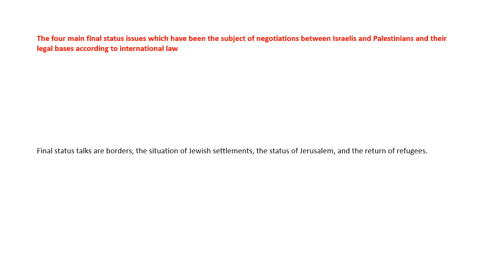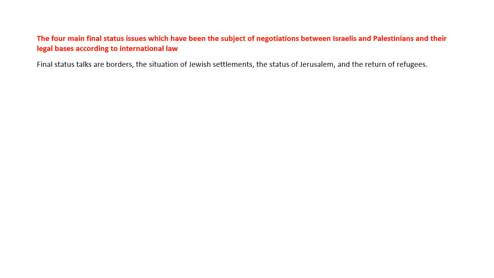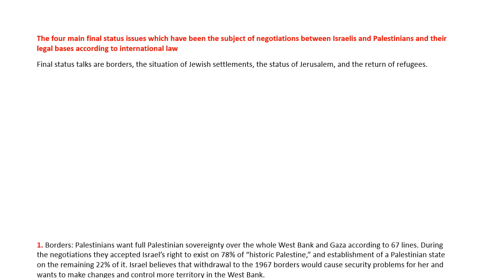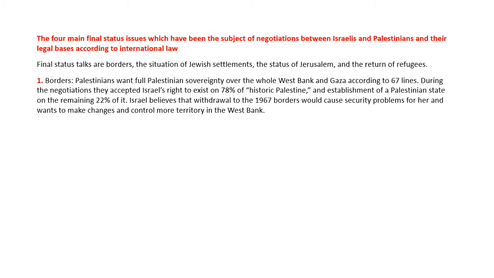The 4 main final status issues which have been the subject of negotiations between Israelis and Palestinians, and their legal bases according to international law. Final status talks are borders, the situation of Jewish settlements, the status of Jerusalem, and the return of refugees. Borders: Palestinians want full Palestinian sovereignty over the whole West Bank and Gaza according to the 67 lines. During the negotiations they accepted Israel's right to exist on 78% of historic Palestine, and the establishment of a Palestinian state on the remaining 22% of it.